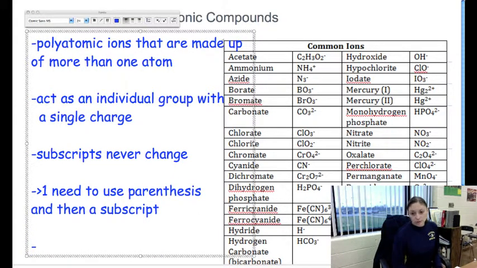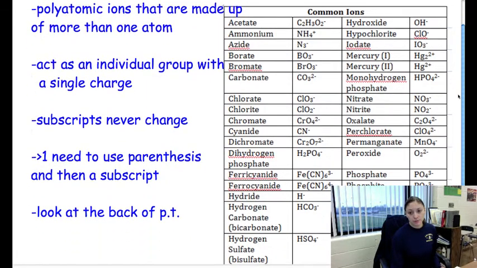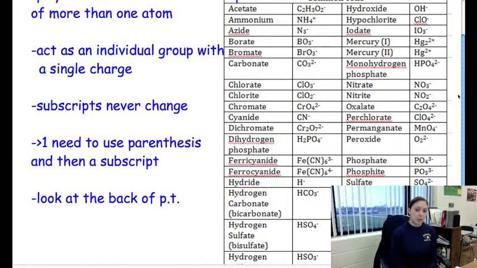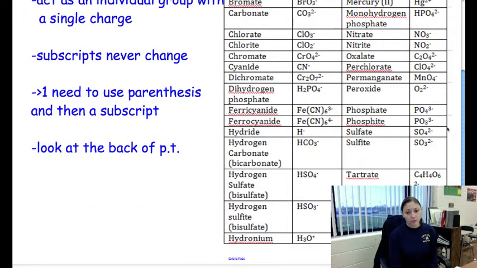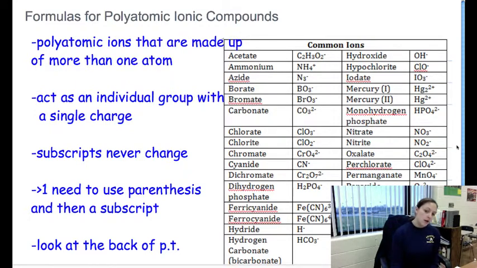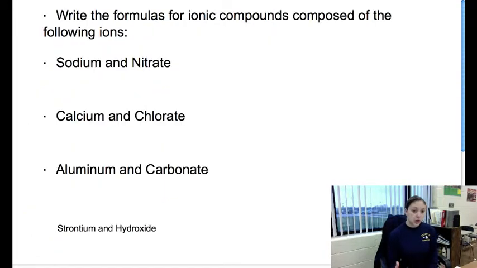In order to know the names of these polyatomic ions, you need to look at the back of your periodic table. You will see this chart over here to the right. These are all the common polyatomic ions. There are other ones, I just didn't put them on the back of this sheet, but this is pretty much all of the ones you're going to come across. If you see a name that you're not used to, something like nitrate or carbonate, look on the back of your periodic table and it will tell you what it is and what charge it has. So let's try some of these.